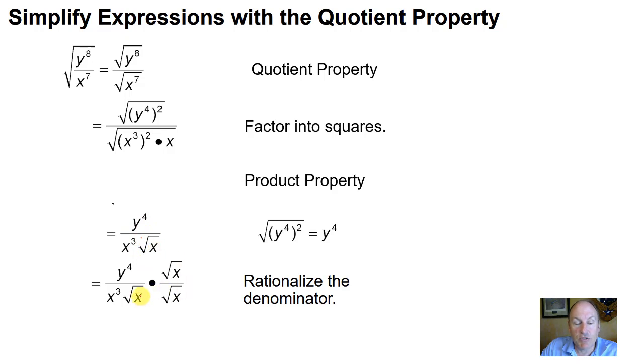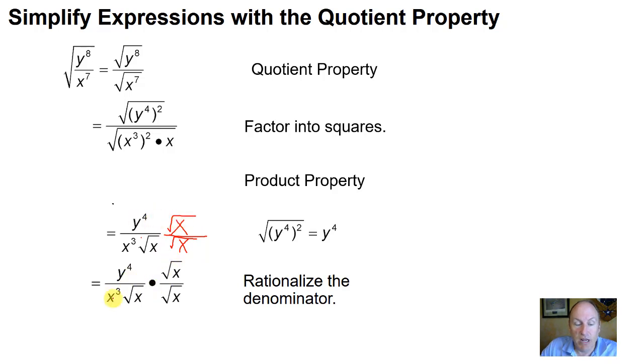So I'm going to multiply by the square root of x over the square root of x. Now, why do I multiply by the square root of x over the square root of x? Well, I'm multiplying by that to get rid of the square root of x in the denominator. And since this is algebra and I can't change the expression, I'm multiplying it by 1, the square root of x over itself.